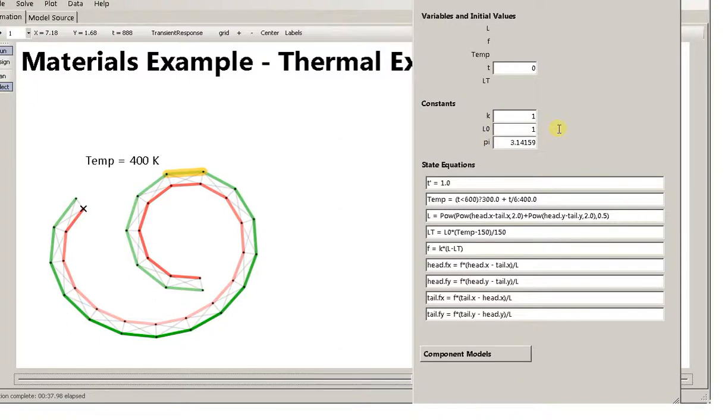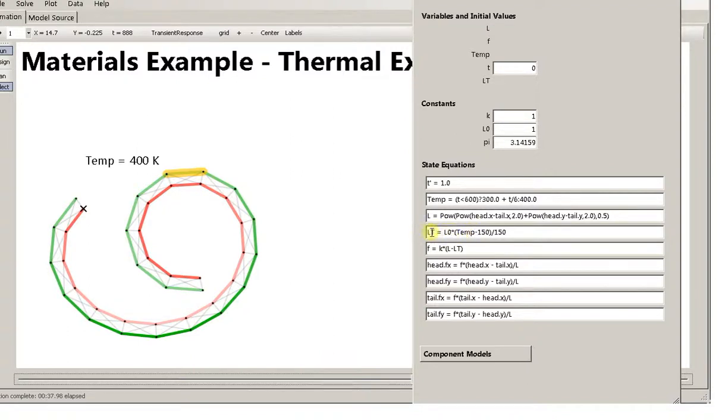We have an equilibrium length. The length, then we have some state equations. The instantaneous length is just given by the Pythagorean theorem. The length at a given temperature is this formula here, this equation. And these aren't for decoration. This is what actually defines the behavior of each green component.